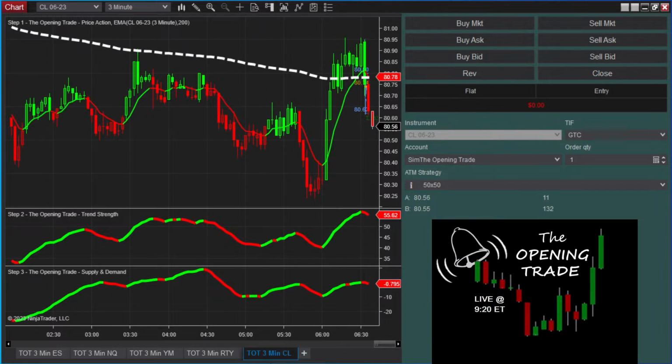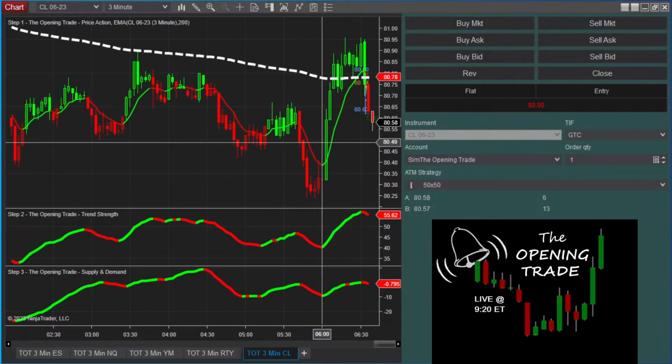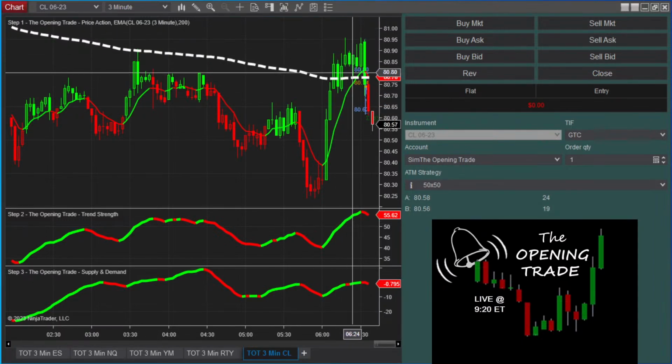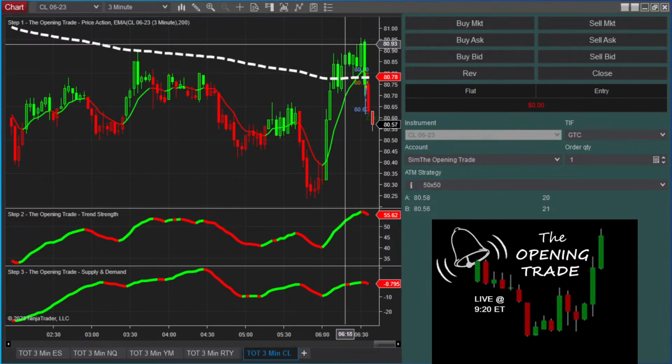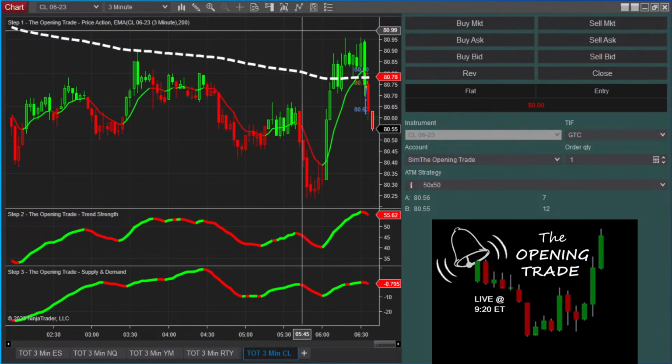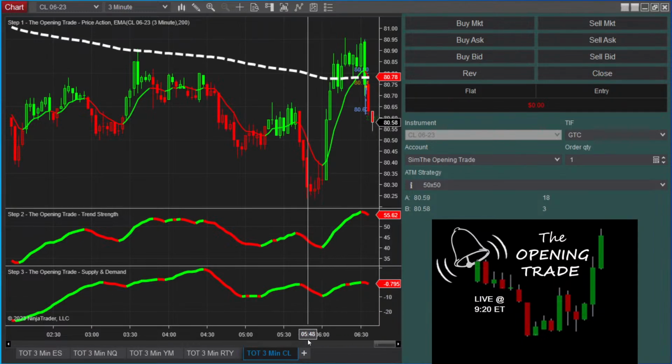Crude oil is breaking down and below the 200 period EMA. So when we're below the white line, we want to catch green candles on the rise. When we're above the white line, we want to catch red candles on their way down. So let's take a look at what's happened in the other markets.